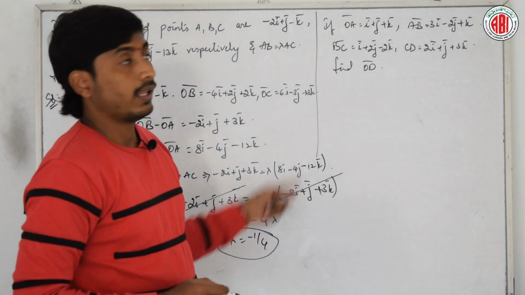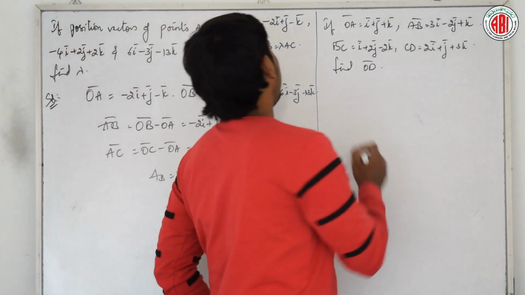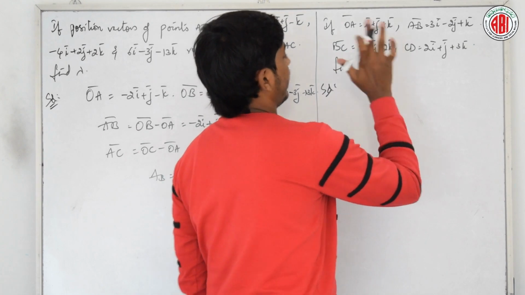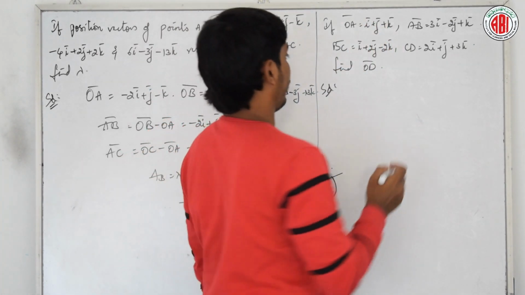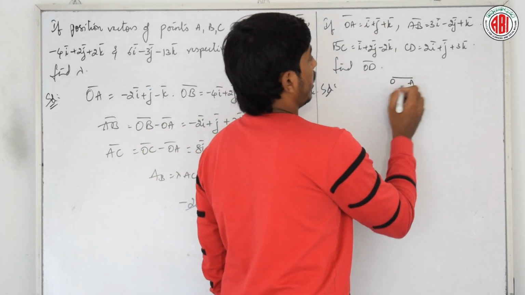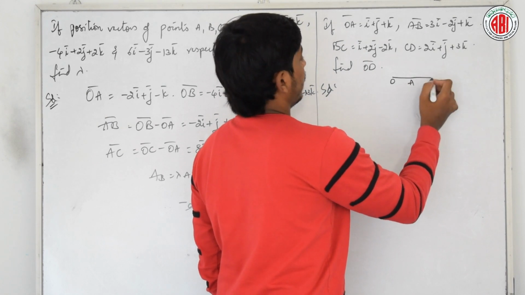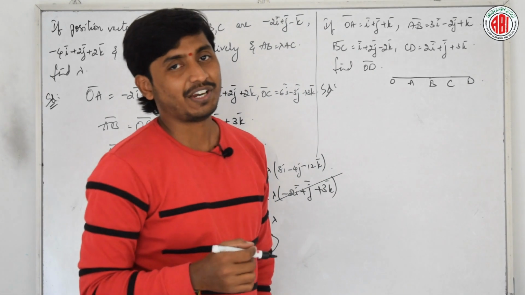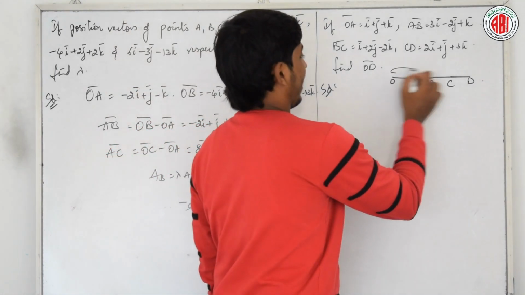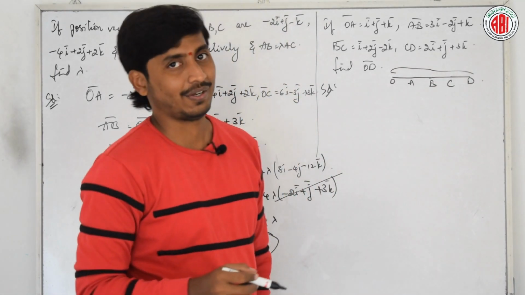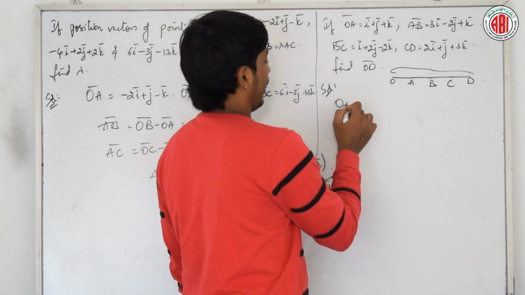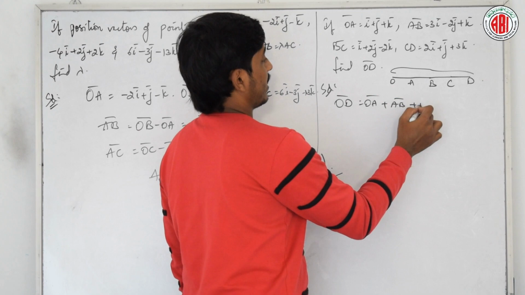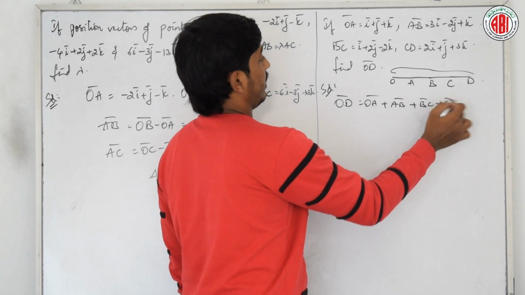Clear? Next. Here he gave OA, AB, BC, CD. He is asking us to find OD. How is it? OA, next AB, next BC, next CD. How do we find OD? That is nothing but I have to add all the vectors. Okay. Now see here, OD is equal to OA plus AB plus BC plus CD.